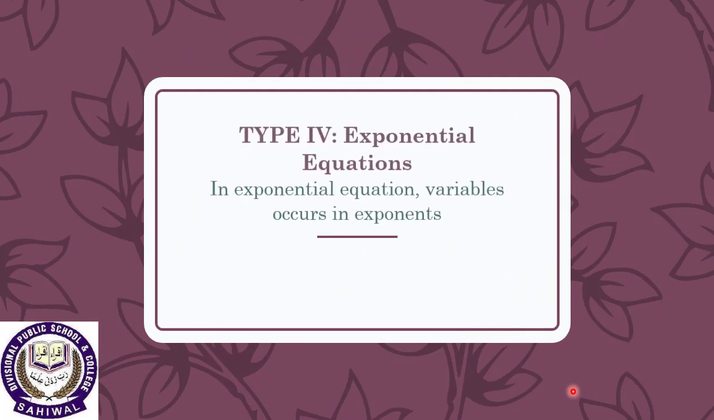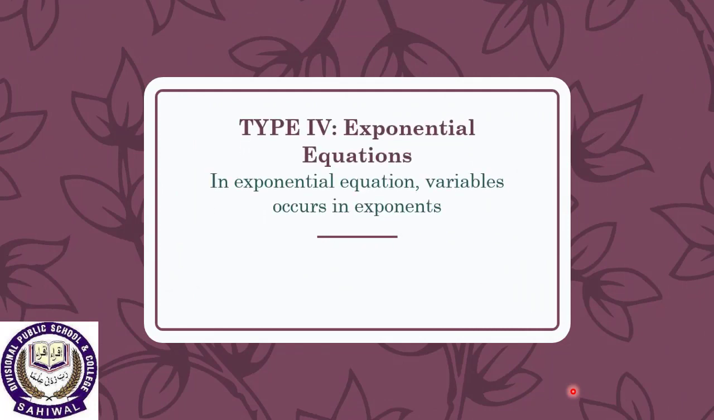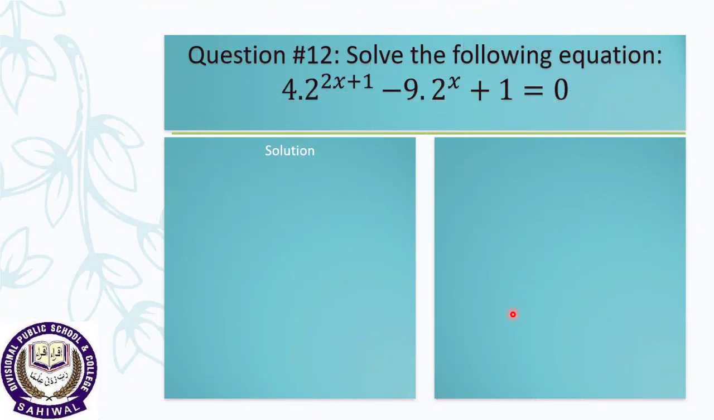The fourth type is called the exponential equations. In exponential equations, the variable occurs in the exponents, and this process can be explained by using a question. So we have to solve the following equation: 4 times 2 raised to power 2x plus 1 minus 9 times 2 raised to power x plus 1 equal to 0.